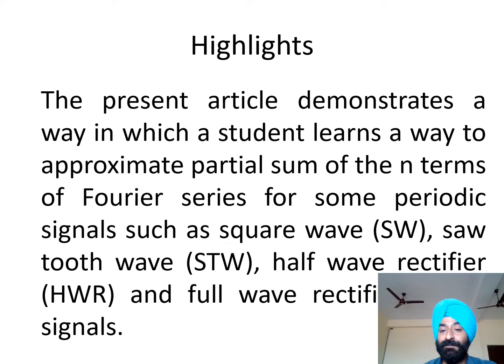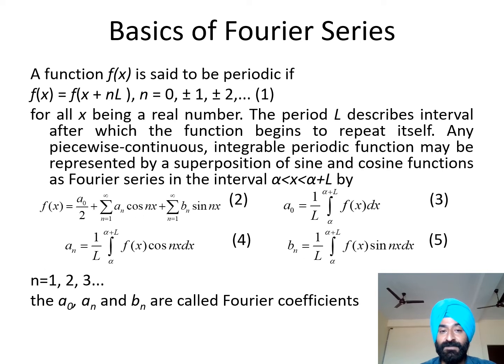For that, we have taken the examples of square wave, sawtooth wave, half wave rectifier, and full wave rectifier signals. Now we have the basics of Fourier series. We know that any function is said to be periodic if it satisfies some condition or repeats after regular intervals of time. We can break up this function into its individual components using the Fourier series.